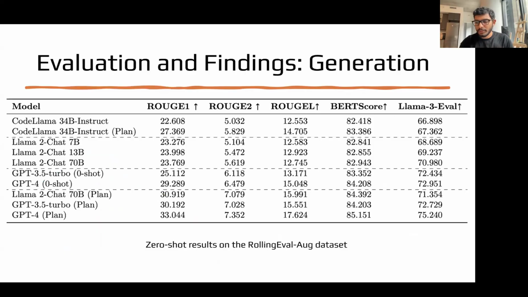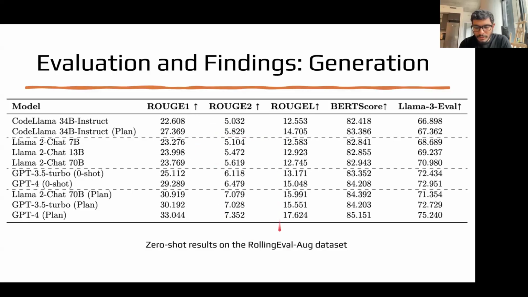And here are some results for the generation setup as well. These results are on one of the rolling eval data sets. This was constructed for the month of August. So what we did was we took arXiv papers for August. We shortlisted 500 out of them based on how good they are. And then we used them as our test set.